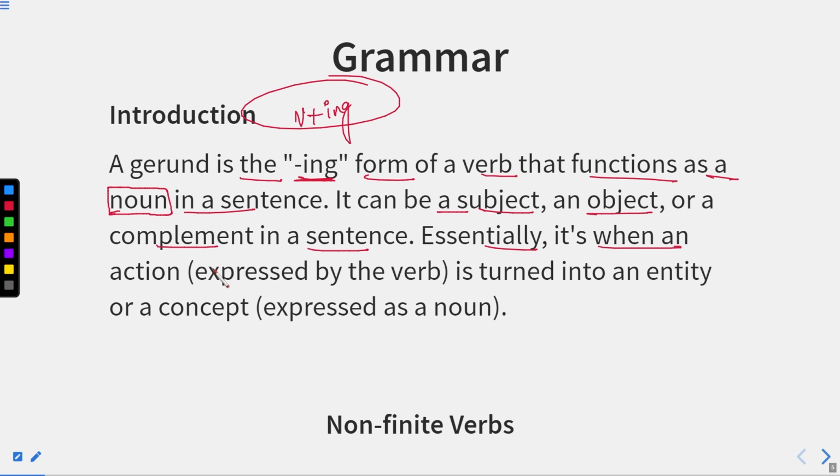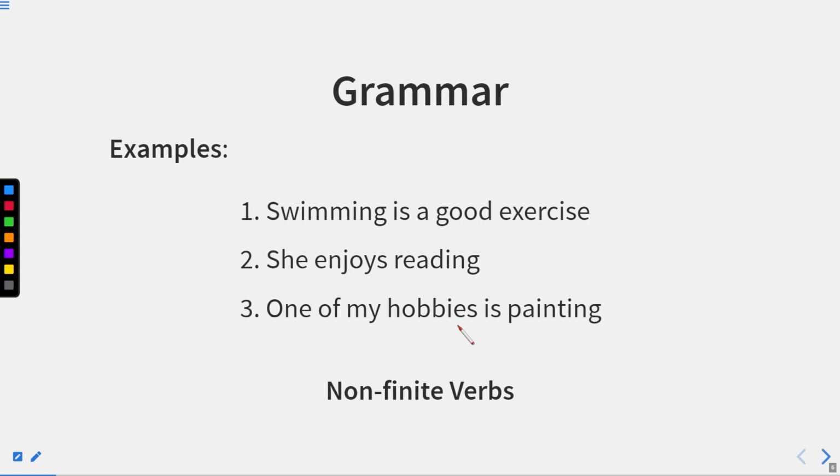Essentially, it is when an action expressed by the verb is turned into an entity or a concept expressed as a noun. It means whenever there is a word which looks like a verb but it is behaving like a noun, it is known as gerund. Now, let us take some examples.